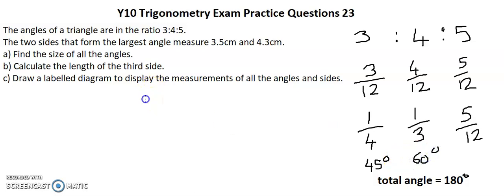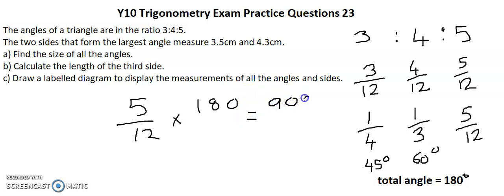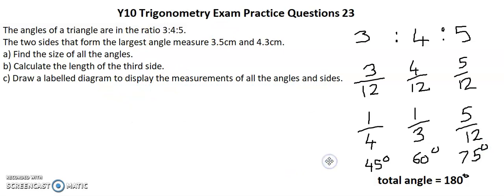Now this one here I will have to work out. 5 over 12 times 180. 5 times 180 is equal to 900. Then I've got 900 divided by 12, which gives me 75 degrees. So I've now shared all of my degrees amongst my 3 ratios.